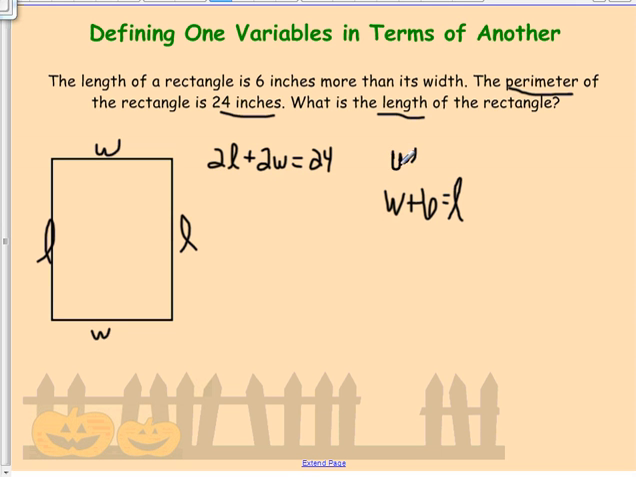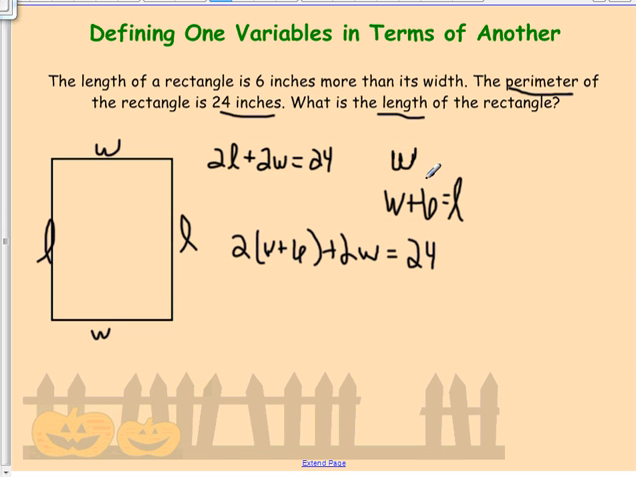Alright, so here's where the tricky part comes in. We know what width is, it's just going to be W. But we know length is actually going to be W plus 6. So if we take our perimeter formula, we can take this and plug it into here. So we can say 2 times W plus 6, plus, and then my W just stays the same, so it would be 2W, equals 24.